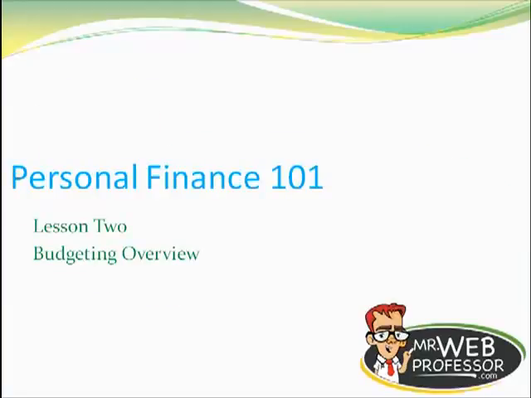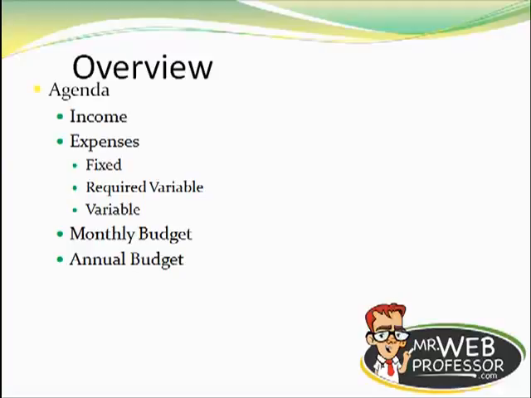In this lesson, we'll be talking about a budgeting overview. Just kind of an overview of what a budget is and how it works. So let's take a look at the agenda. First of all, we're going to look at income, expenses. And when we talk about expenses, we're going to talk about fixed expenses, required variable expenses, as well as variable expenses. So 3 different categories of expenses. And then we also look at a monthly budget as well as an annual budget.